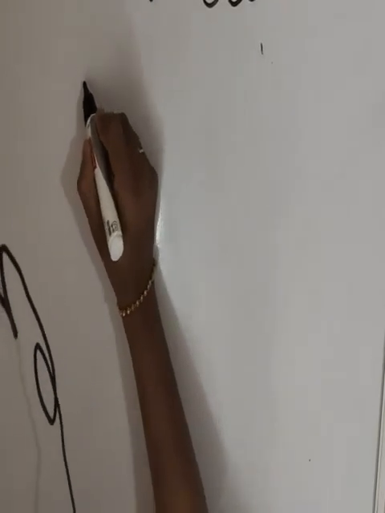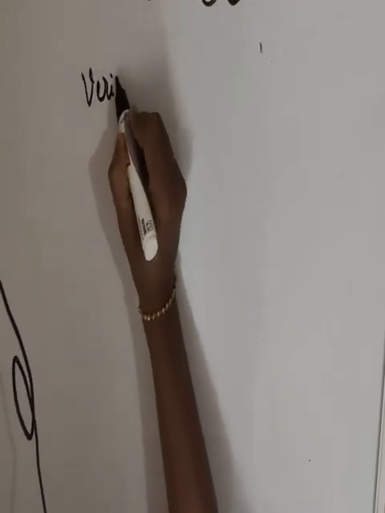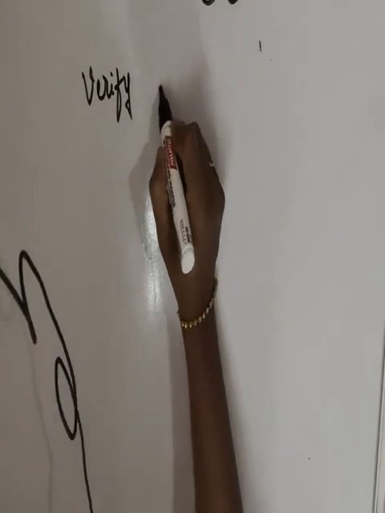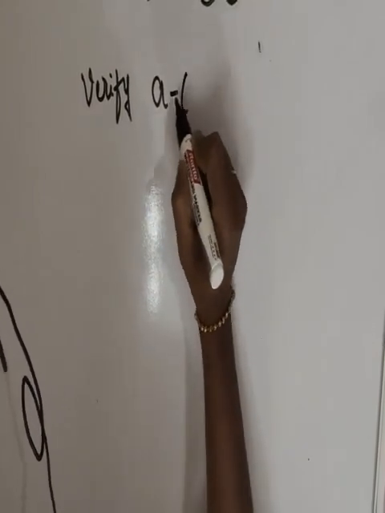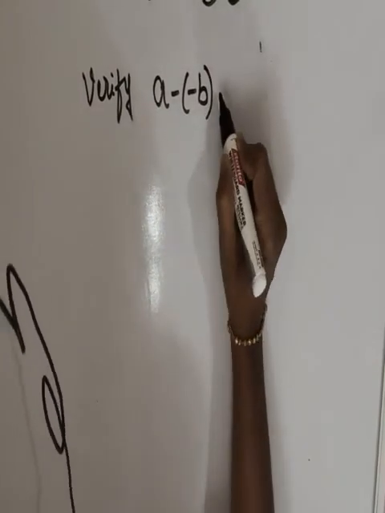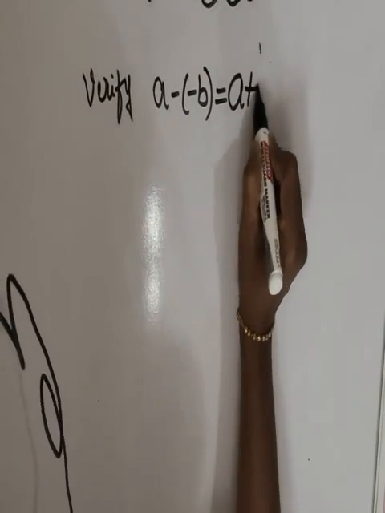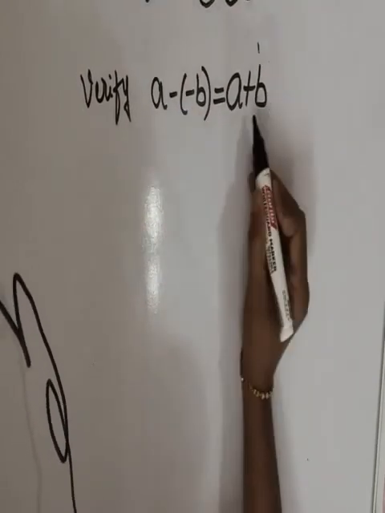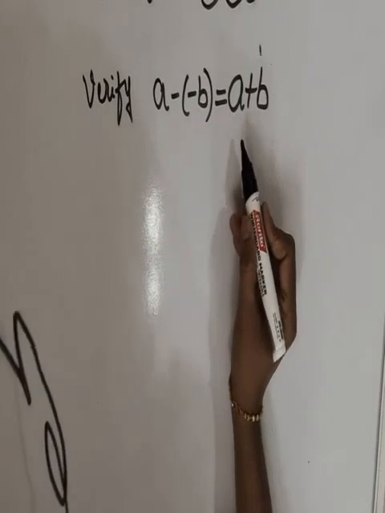Next, a few questions I will take from the notes. Exercise questions. Here in the exercise they have given, verify. One condition is given: a minus of minus b is equal to a plus b. Yes, we know. Minus minus becomes plus. a plus b. It's correct.